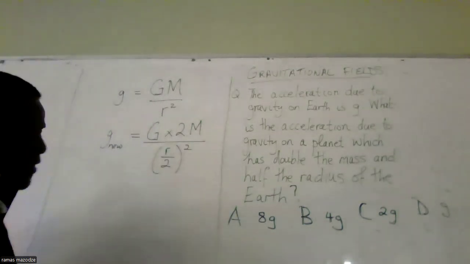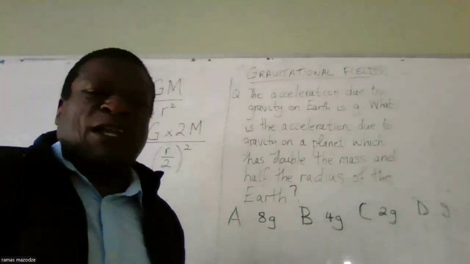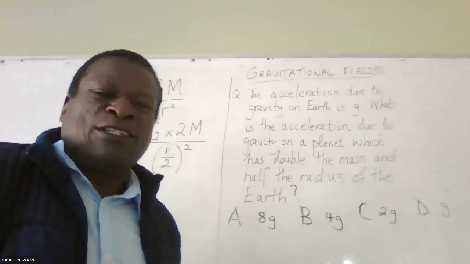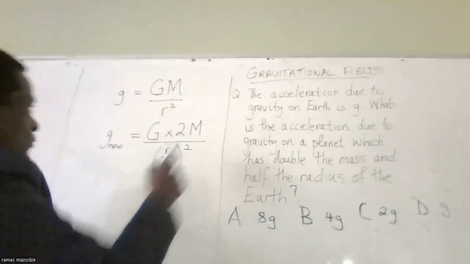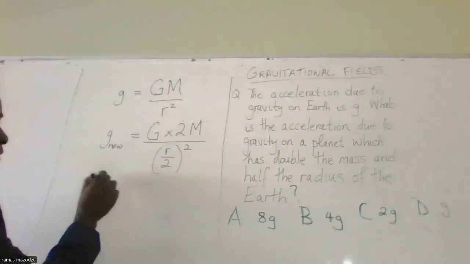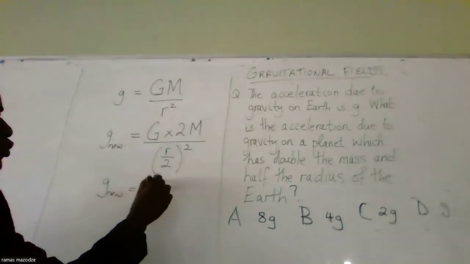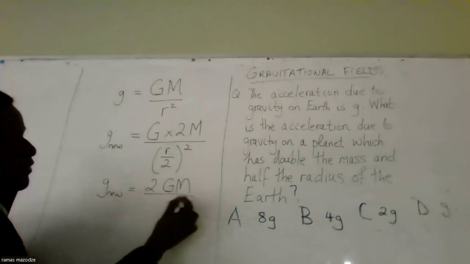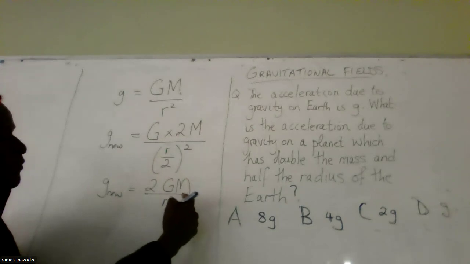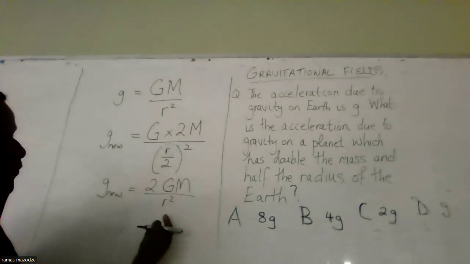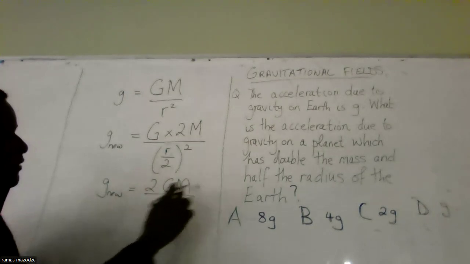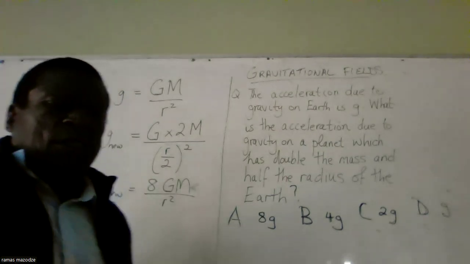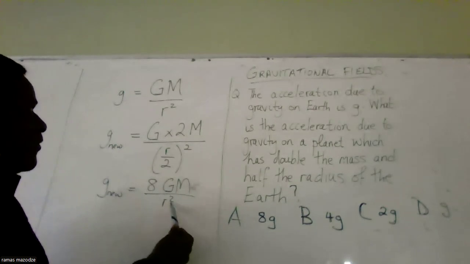So the next thing is, if you look at the choices of answers, they want us to know how many times bigger or smaller is the acceleration due to gravity on this other planet. So all we need to do now, let's finish this one. We find that g_new is equal to 2 big G big M, all this over R squared over 4. If you are dividing by a fraction, R squared over 4, I can put the 4 up there. If I put times 4 here, then that becomes 8. So as you can see, my g_new is 8 GM over R squared.